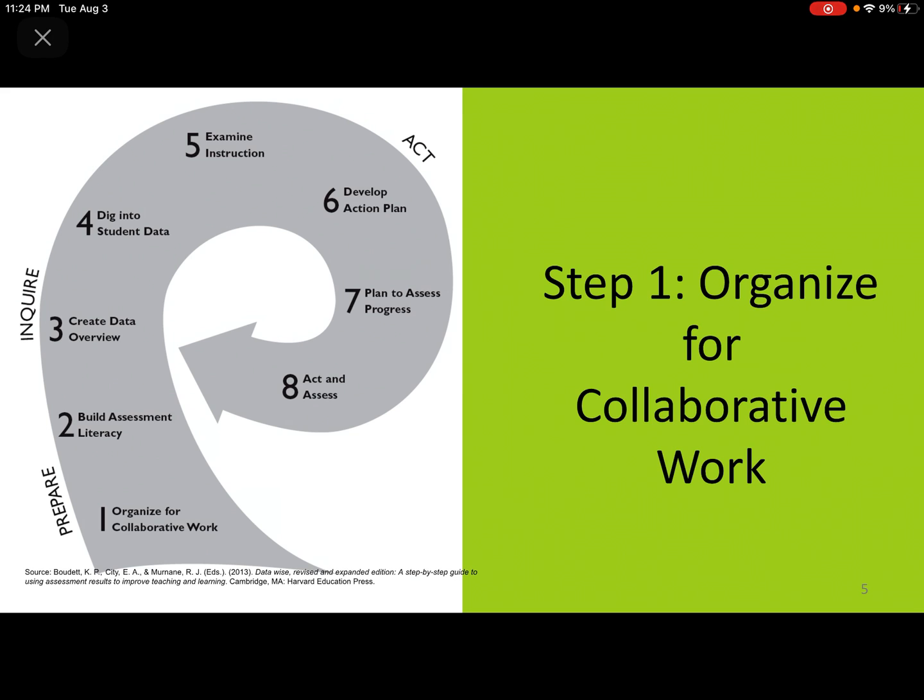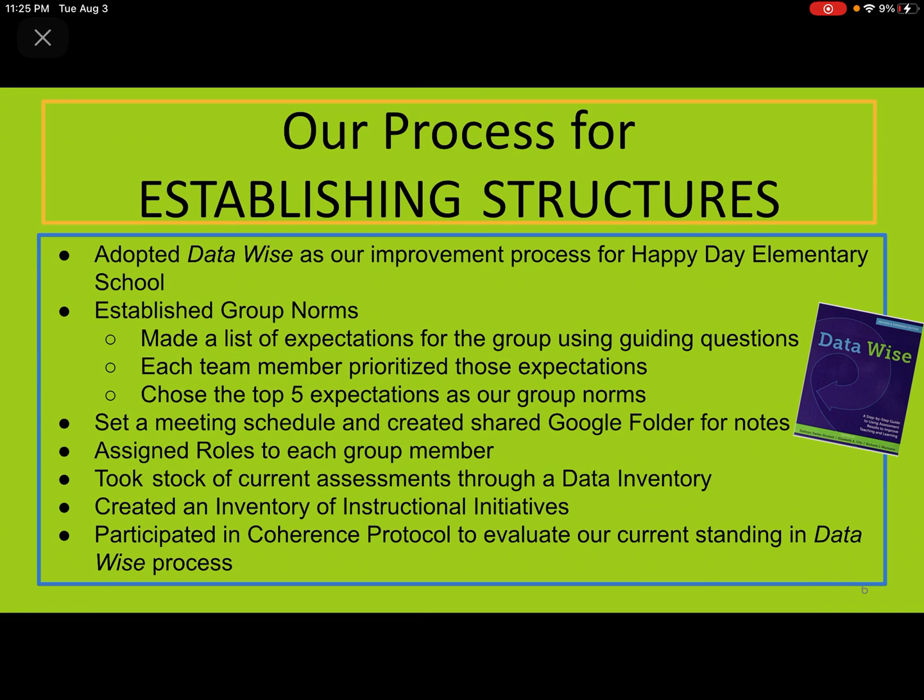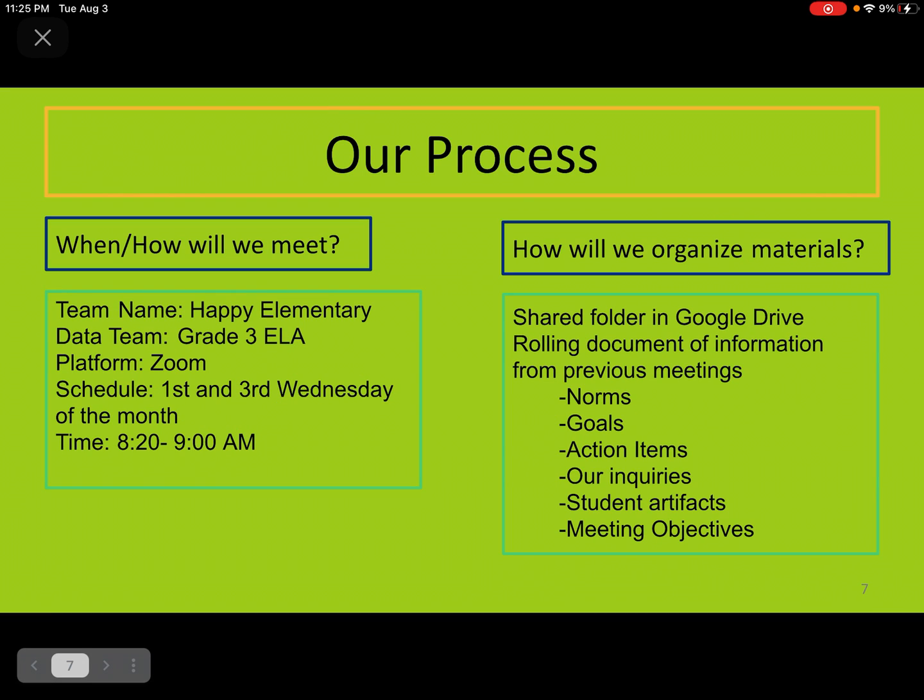Step 1 in the DataWise project is organizing for collaborative work. This step is broken down into 3 different areas: establishing structure, setting the tone, and taking stock. As a 3rd grade data team, we've established our structure for how our team will run by using the DataWise protocol. Improving teaching and learning is the primary focus for building our team's foundation.